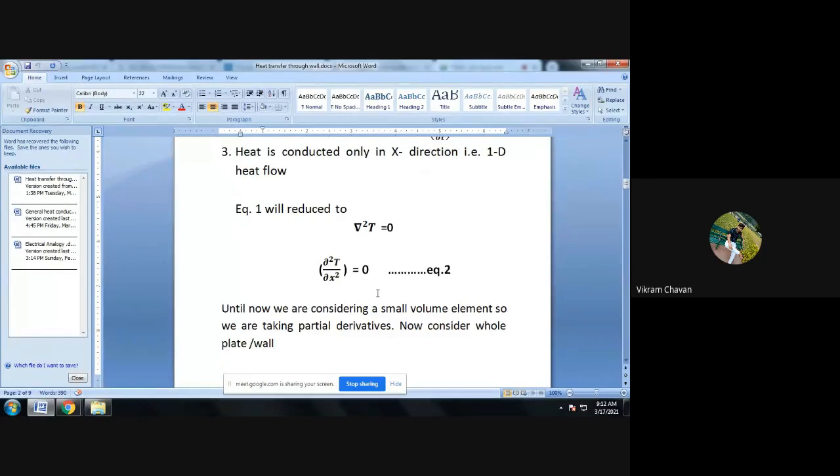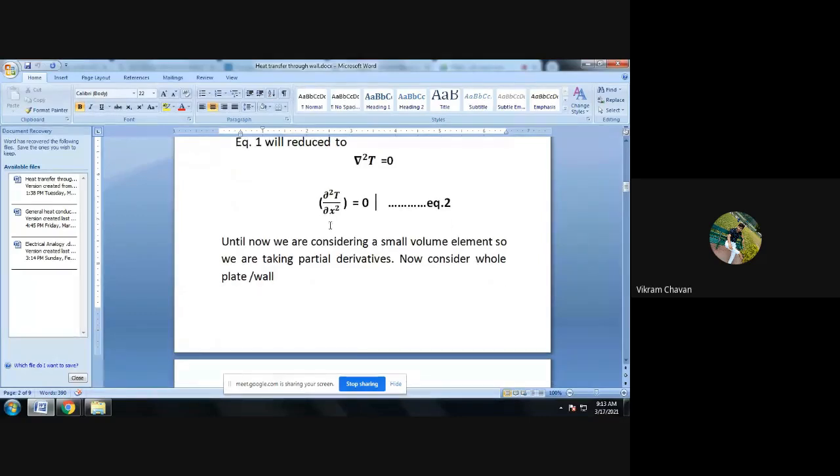And further, until now we have discussed the general heat conduction equation in the Cartesian coordinate system for a small element. So in that case, it is required to apply partial differentiation. And when we are considering the whole geometry or the large body, in that case we have to consider the complete derivative.